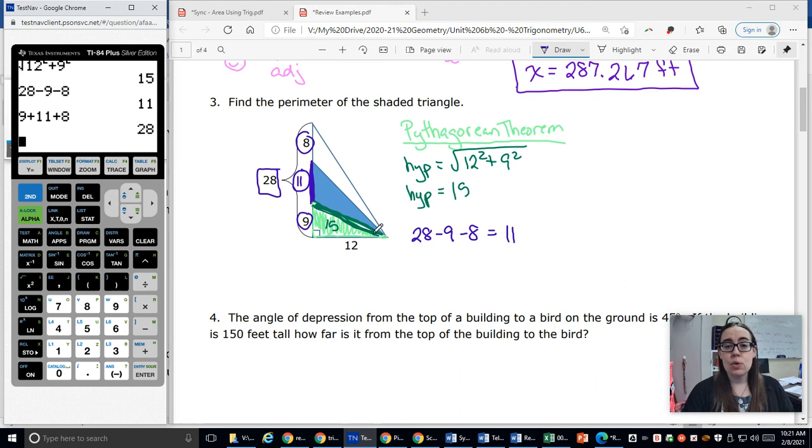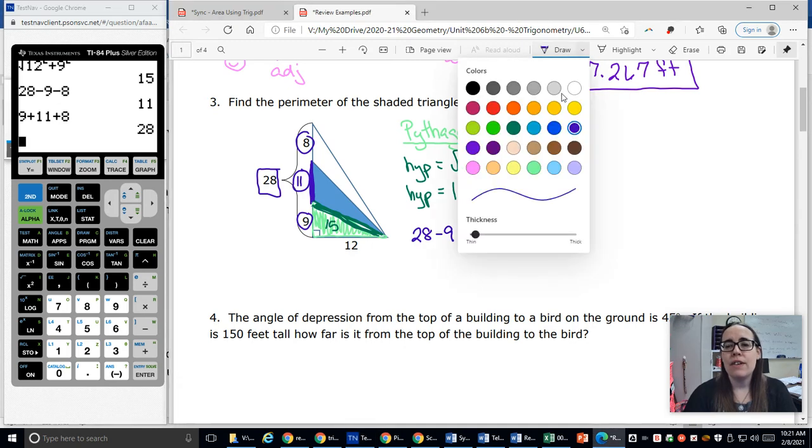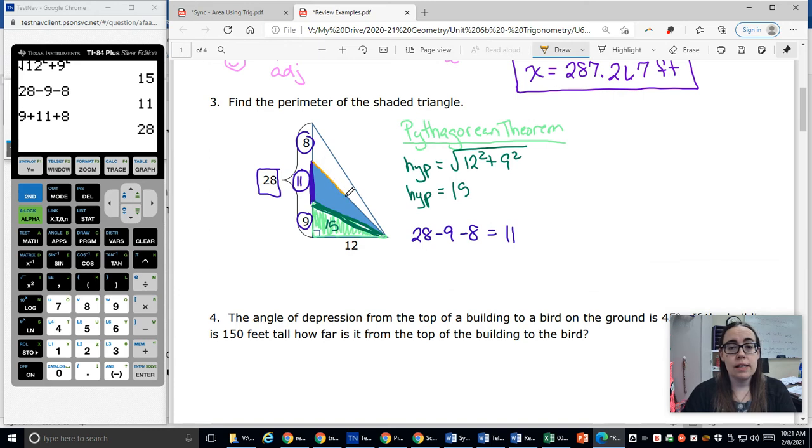So now I've got 2 of the 3 sides of that triangle. I just need this third side. So I'm going to have to figure out a way to figure out what is that third side. How long is this piece? Okay, well, if I draw here, I have another right triangle.